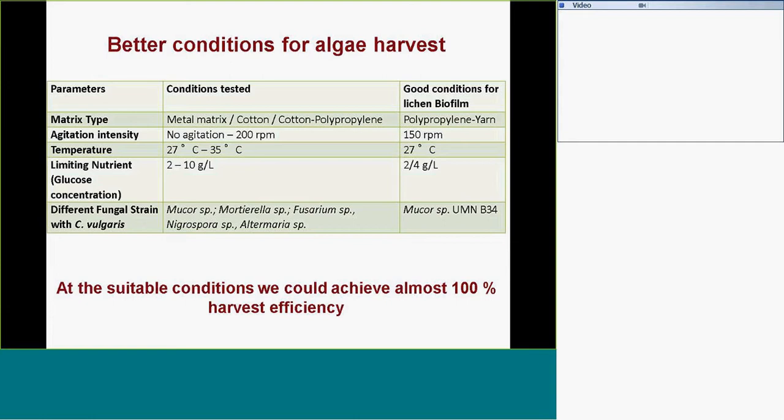Combine them together, just like cooking, adding different vegetables and meat, and then see how it tastes. Right? It's a development process. At the suitable condition, we could achieve almost 100% of algae harvesting efficiency.